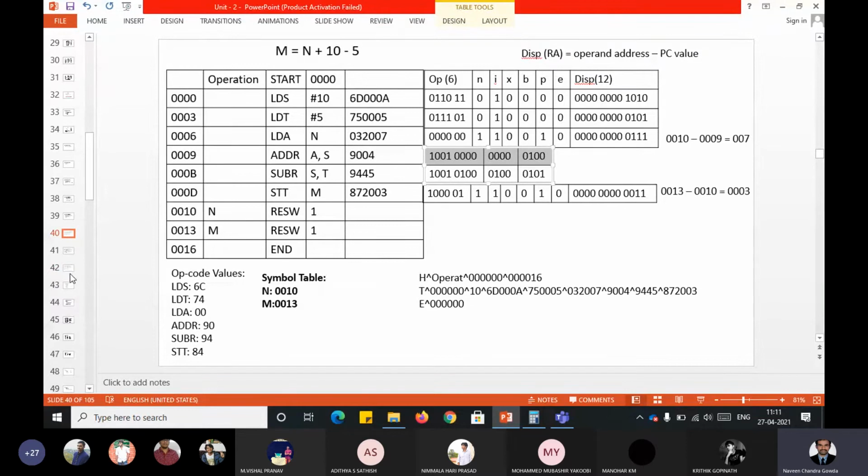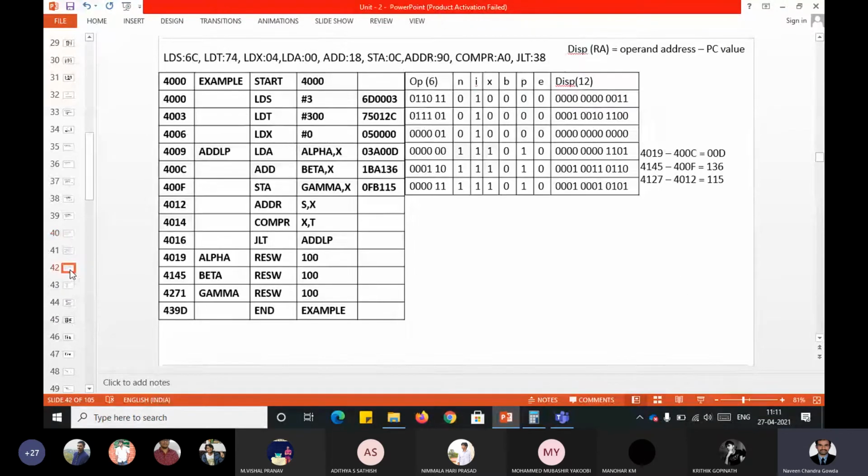So here also the first 8 bits will be the opcode. What is the opcode of ADDR? You can observe it is 90. How to write it? This is the 9 and 0. This is the opcode of ADDR, followed by S comma X.